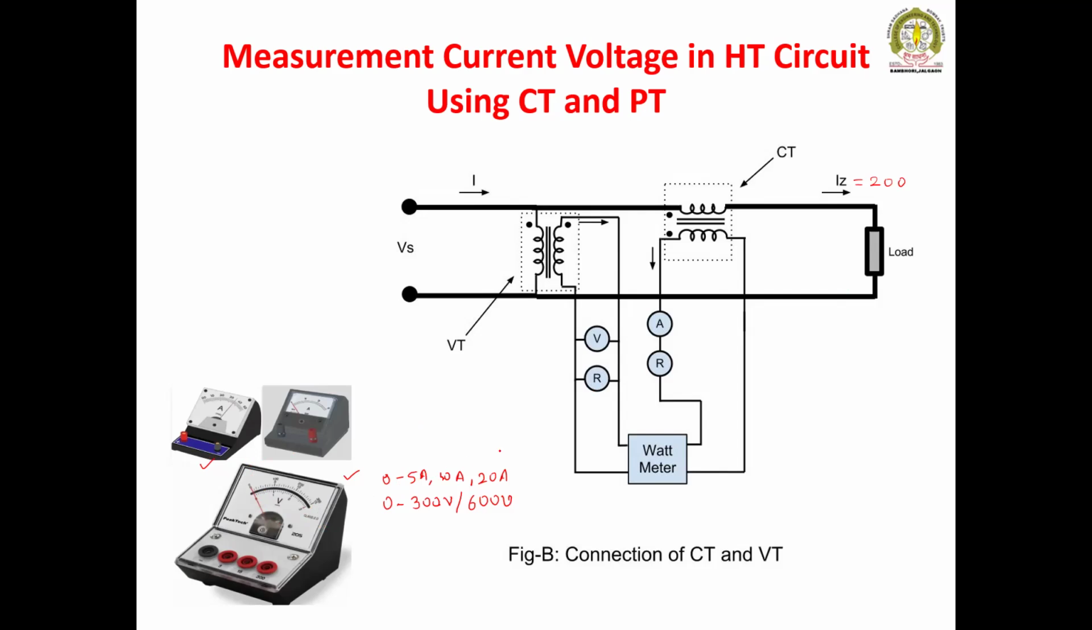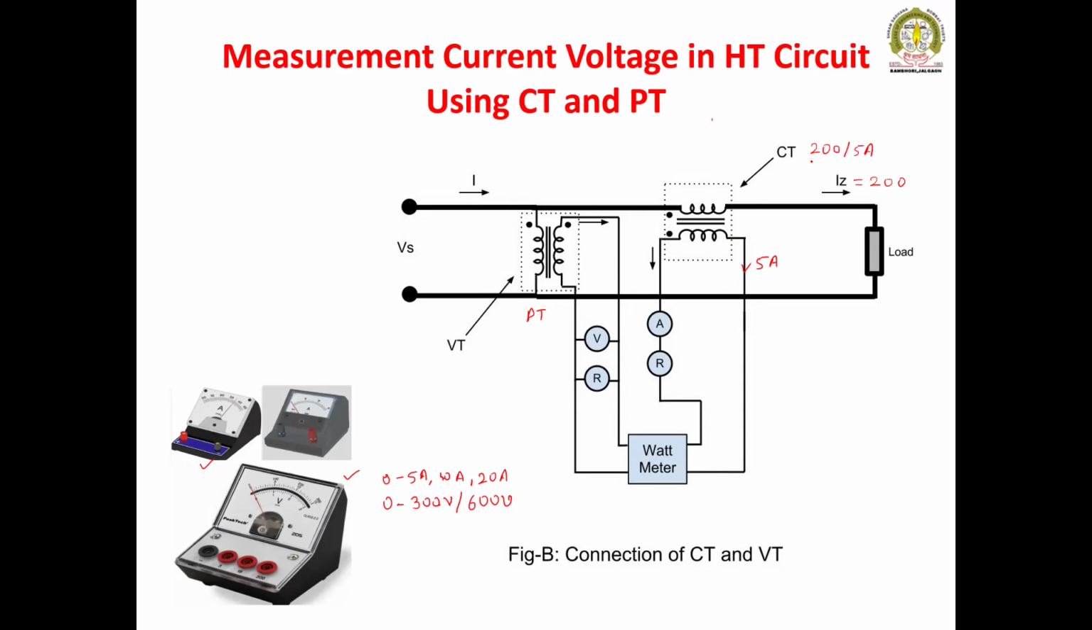For that purpose, we use instrument transformers, and the instrument transformers are the current transformer and the voltage transformer, also called the potential transformer. The current transformer is going to step down the current from 200 ampere; say the current in the secondary of the CT is 5 ampere. The meaning is that the CT ratio is 200 by 5 ampere.